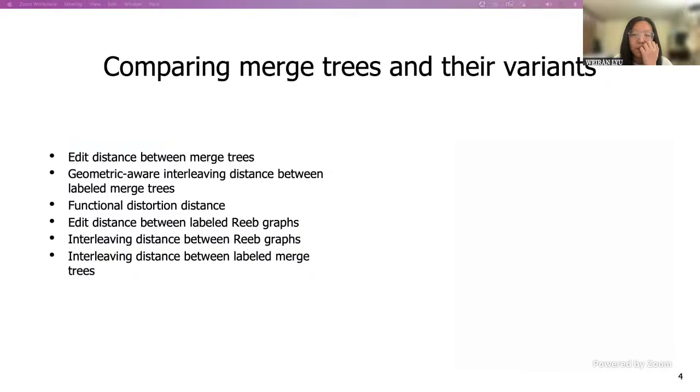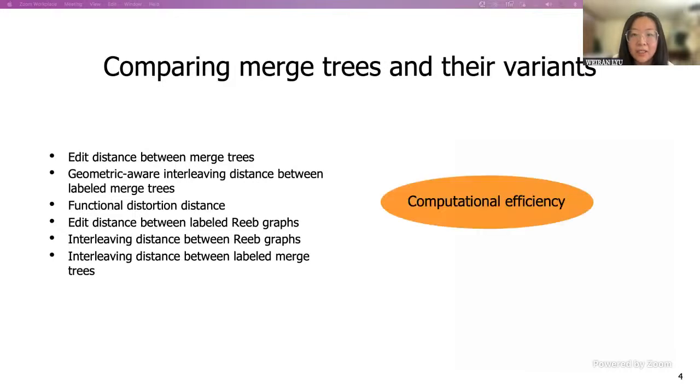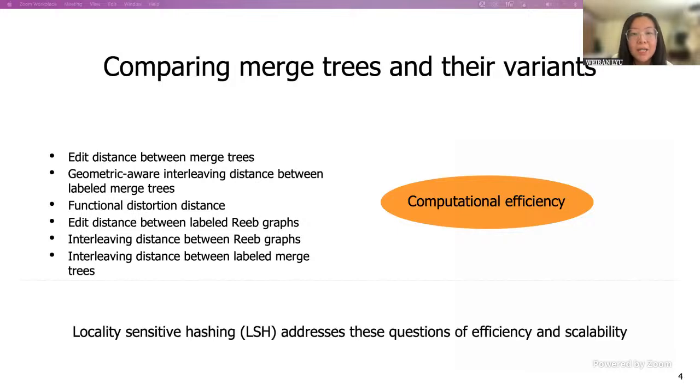A number of comparative measures have been developed for merge trees and their variants, such as edit distance and interleaving distance. However, many comparative measures do not scale well, even with polynomial algorithms. The issue of computational efficiency is especially important in studying time-varying scientific data and ensembles at scale. So we have turned to locality-sensitive hashing to address these questions of efficiency and scalability. In particular, we compare our LSH-based similarity measures with edit distance and with geometry-aware interleaving distance to show the capability of our method.